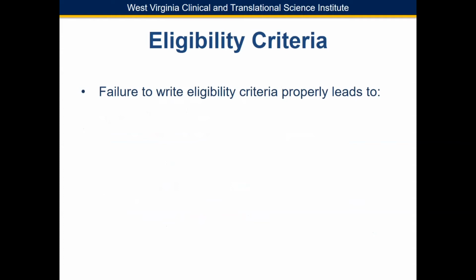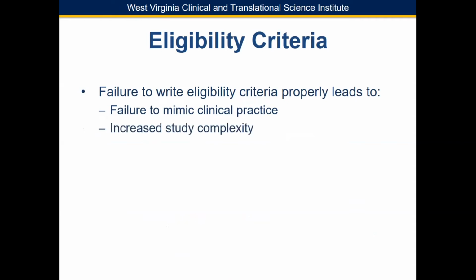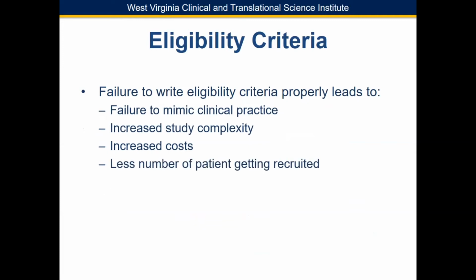Let's talk about eligibility criteria. A failure to write eligibility criteria properly can lead to failure to mimic clinical practice, increased study complexity, increased cost, fewer patients being recruited, and safety issues. It could lead to a safety issue if it's not well defined and potentially put patients at risk. So when you're looking at your eligibility criteria, you really want to ensure that the patient is staying safe.